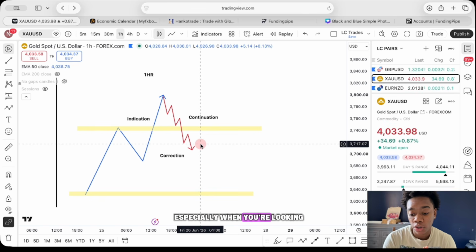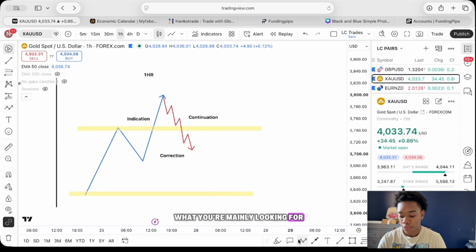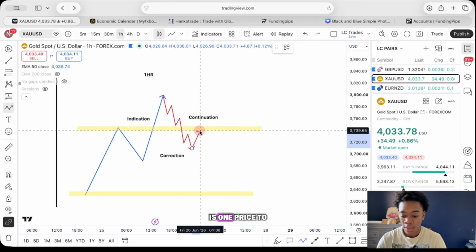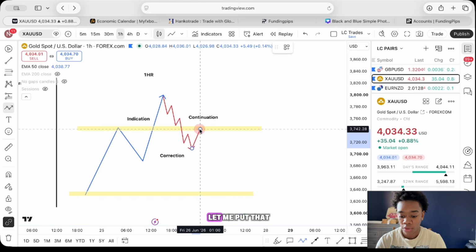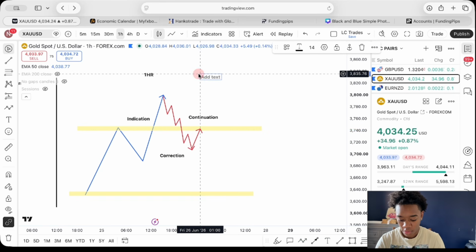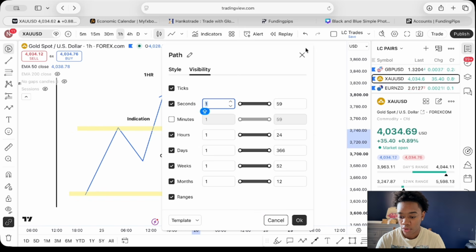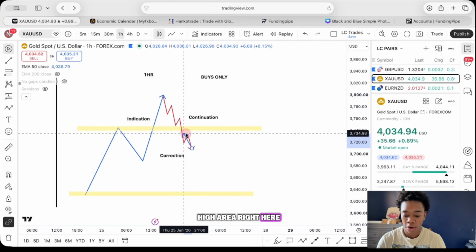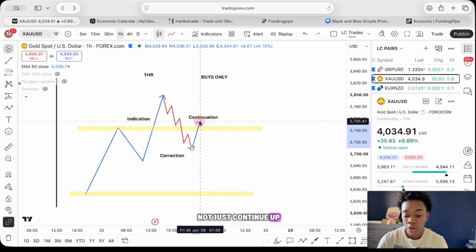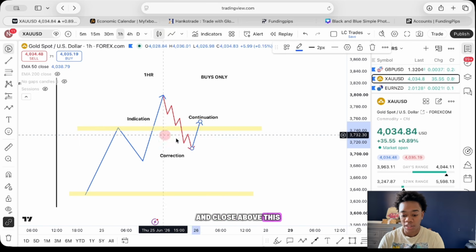What you're waiting for, especially when you're looking for buys, I'm going to go over the sells example after. When you're looking for buys, what you're mainly looking for is, one, price to break this lower high, because price is going to start trending down. We're waiting for price to break that lower high for buys only. This is buys only. Let me make it blue. We're waiting for price to break this lower high area right here and continue up, but not just continue up: break and close above this swing high area.